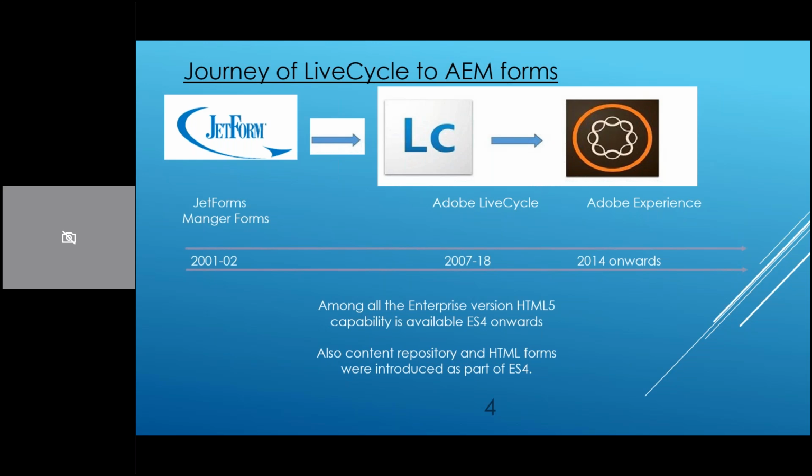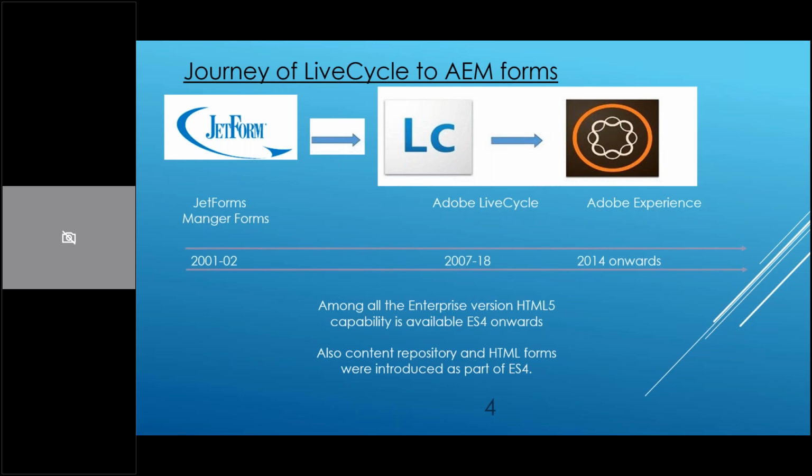Now the product was actually Jet Forms, which was a very small desktop based product. So when the journey started in 2001-02, it was a desktop product, not an enterprise product. When the product moved to Adobe Lifecycle ES in 2007, it became the first enterprise product, and the capability was just that you can create PDFs and send the PDF to different people for responses. That is nothing else, very manual.